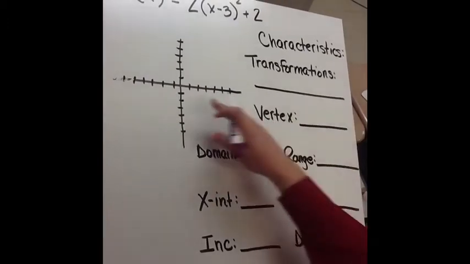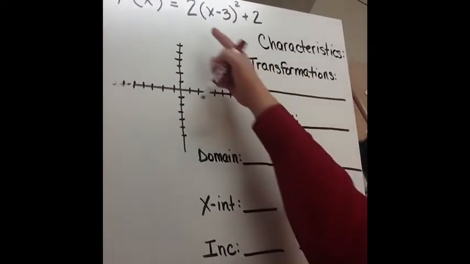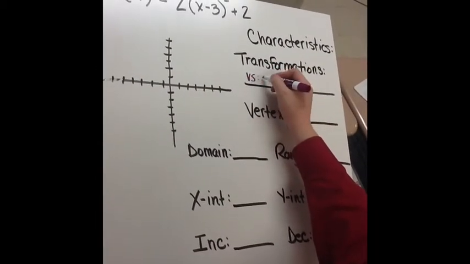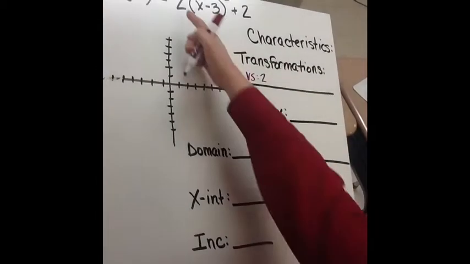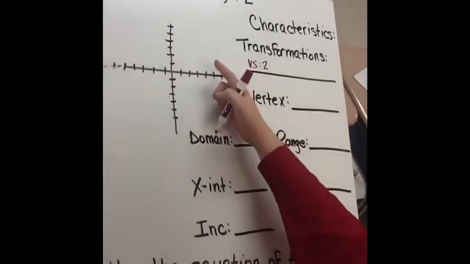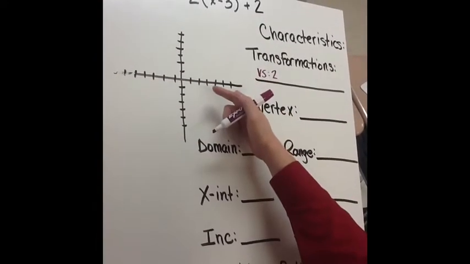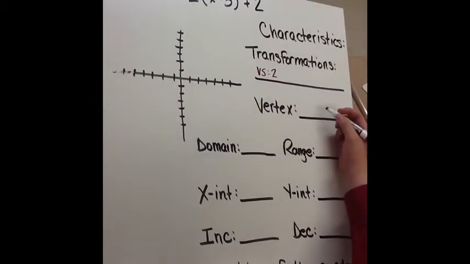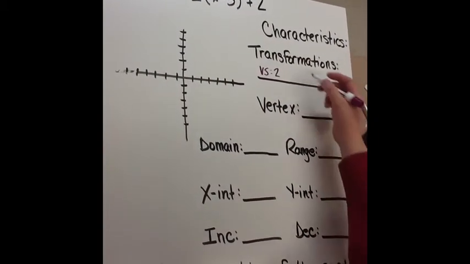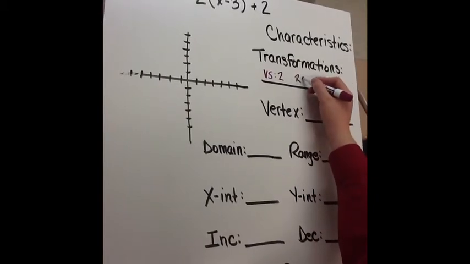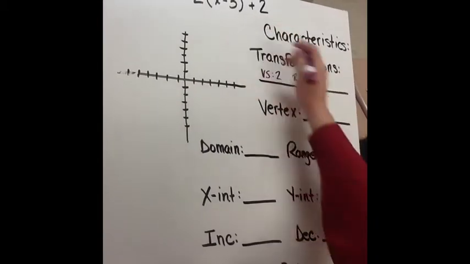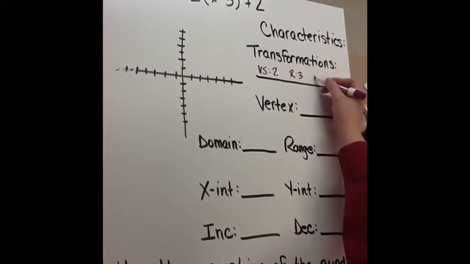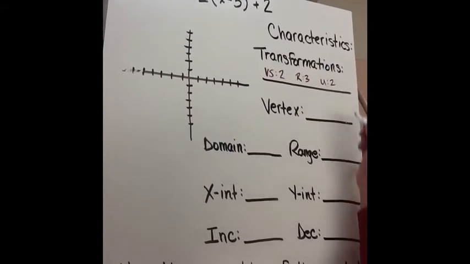First things first, before we do the graph, we want to look at what's going to happen. This 2, our a term, is going to be a vertical stretch of 2. It is positive, so it is going to be U-shaped. The minus 3 here is going to give us a left-to-right shift. Since it's minus 3, we're shifting right 3, and the plus 2 here is either up or down, and since it's positive, we're going up 2.